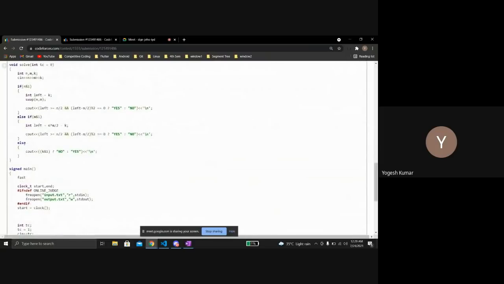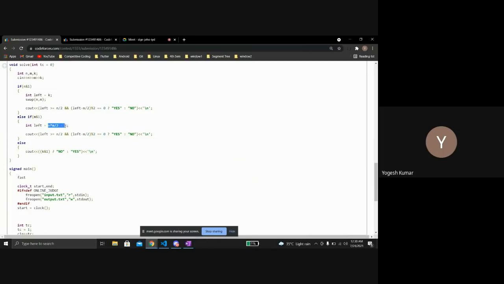This was the case for when both n and m were equal. So I just check whether k is odd or not. We can use ampersand to check whether it is odd. If it is odd, then the answer is no. If it is even, then the answer is yes. Then I discussed this case where m was equal to 1.